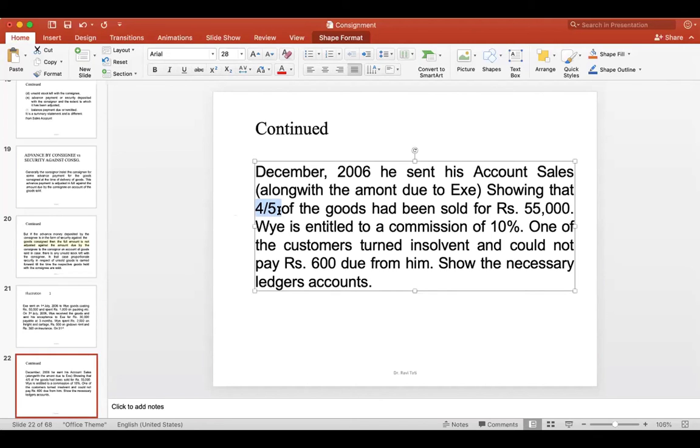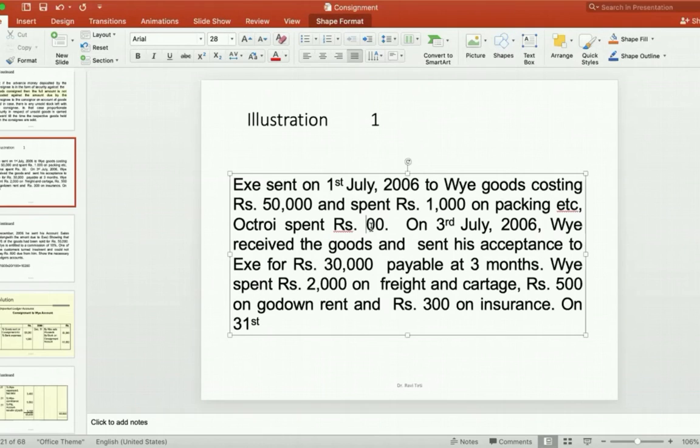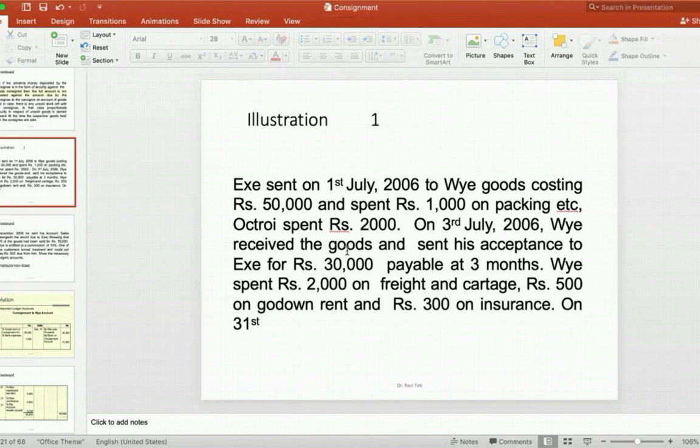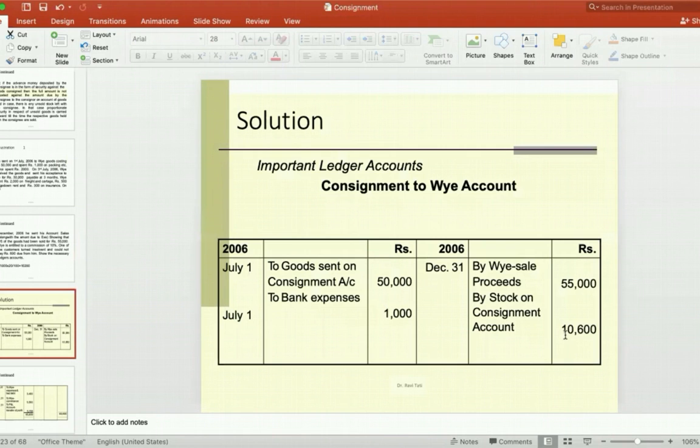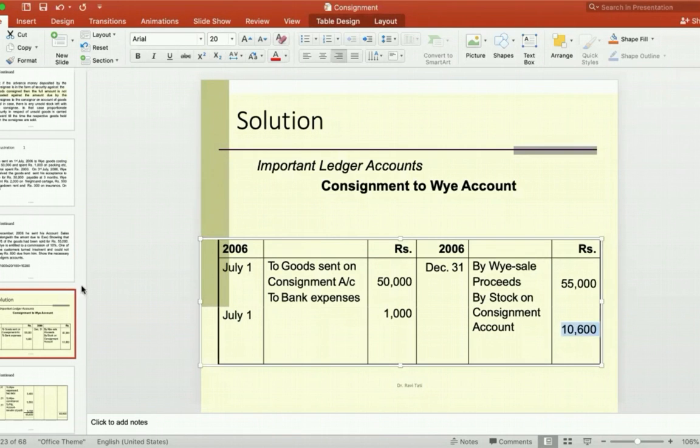Means 1/5 is unsold, which means 20%. 20% is not sold. So let's say 2,000 on octroi. So when you add 1,000 plus 2,000, 3,000, plus 50,000, that is 53,000. Into 20% gives you 10,600.